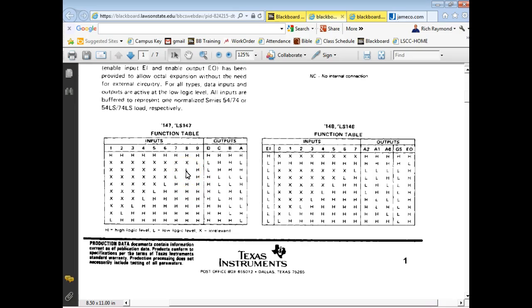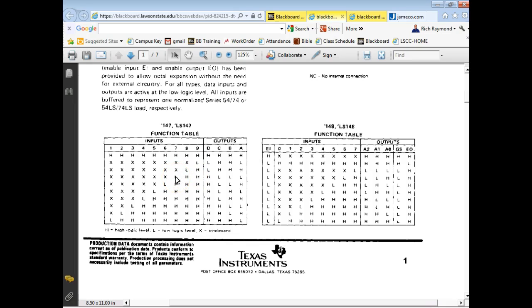So if 8 is low, what if 9 goes low? Well, 9 has the highest priority, right? You understand that. That's why they call it a priority encoder. So 8 has the second highest priority. And notice the D output went what? Low, which is an 8. You got to see this upside down, right?